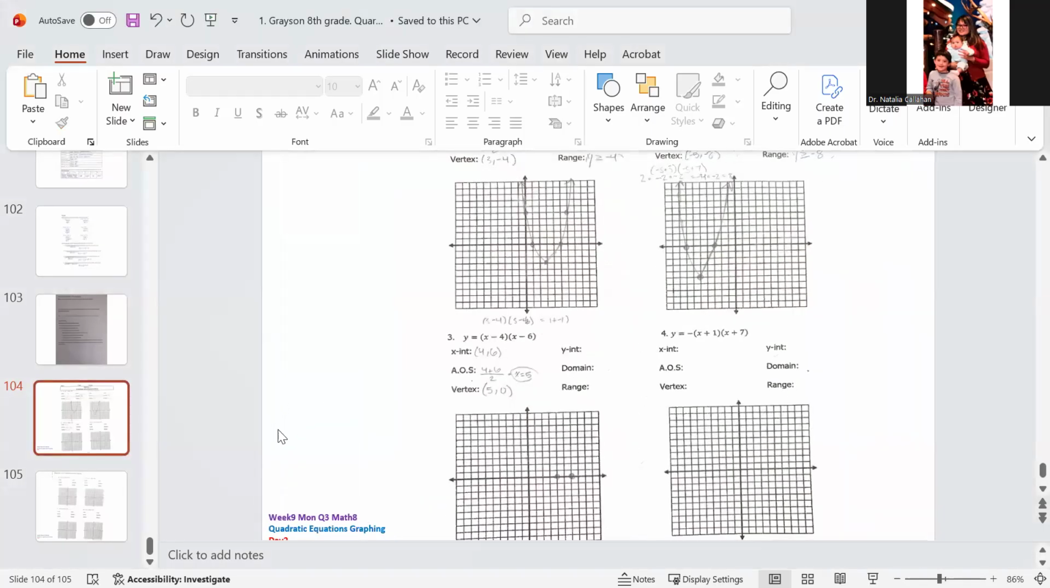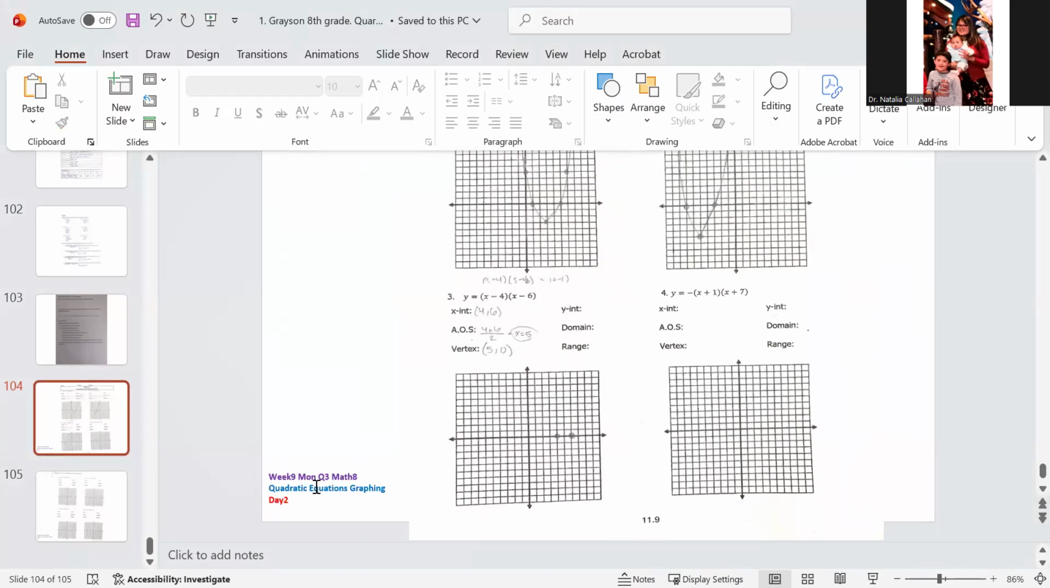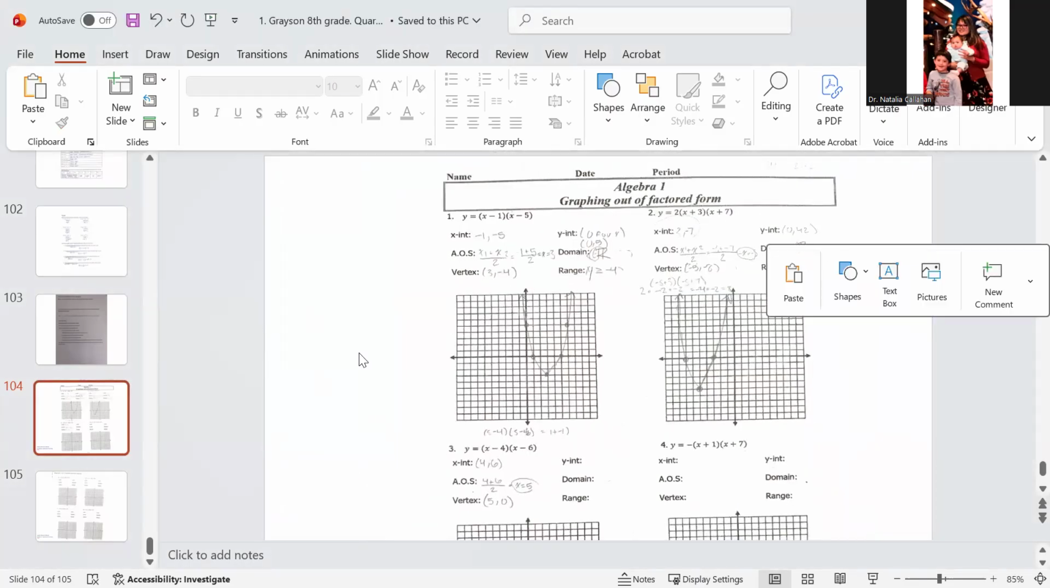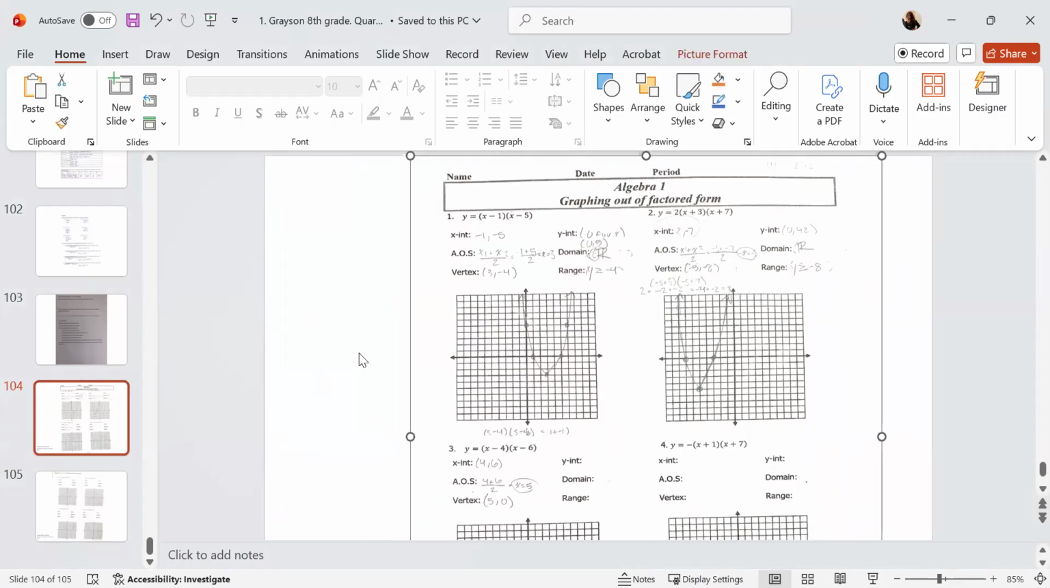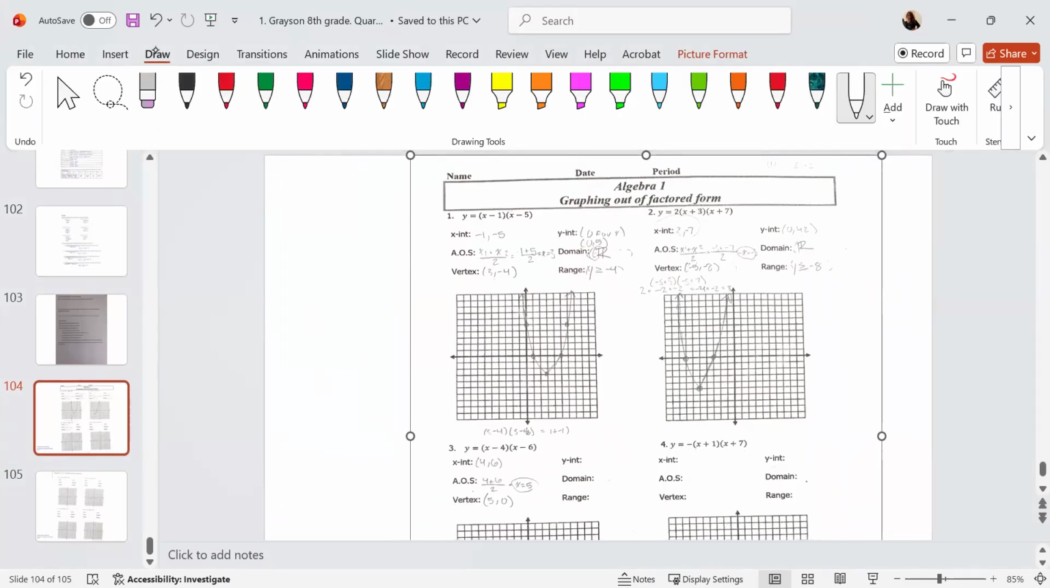Okay, so we are going to go over week 9, Monday, quarter 3, math 8, graphing linear quadratic equations, right? Okay. So, you know that if there's a y equals a negative, it's a sad face, and if it's a positive, it's a happy face, correct? Okay, so then looking at this right here, you need to find the zeros.